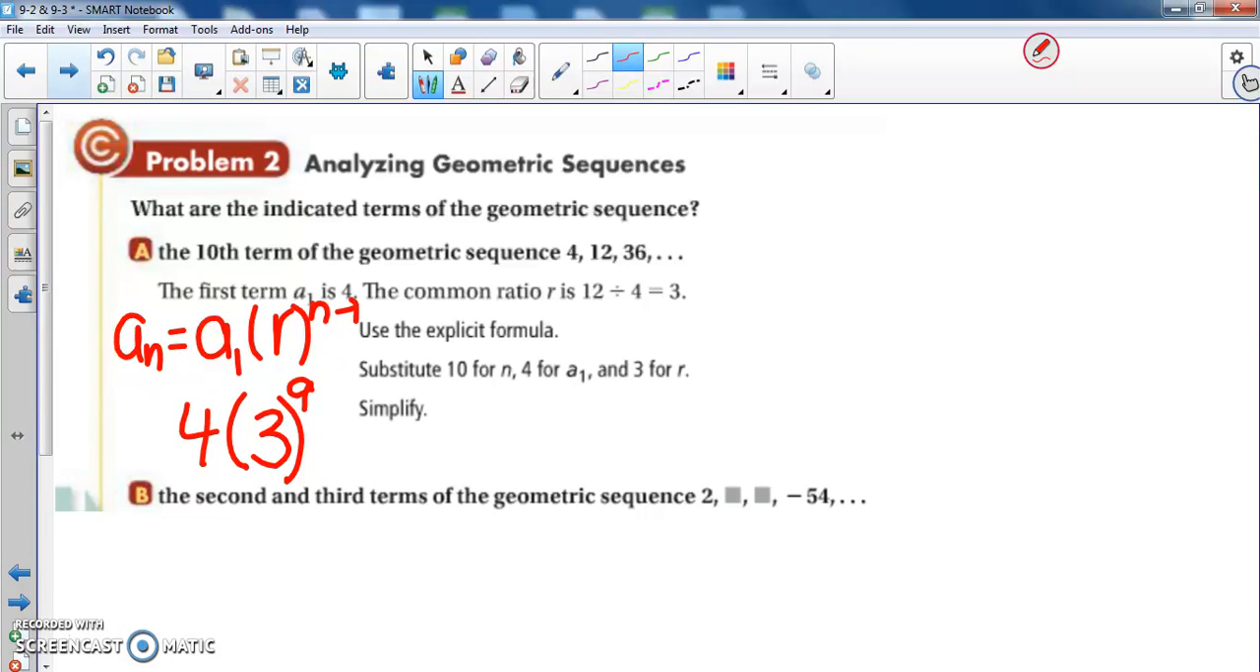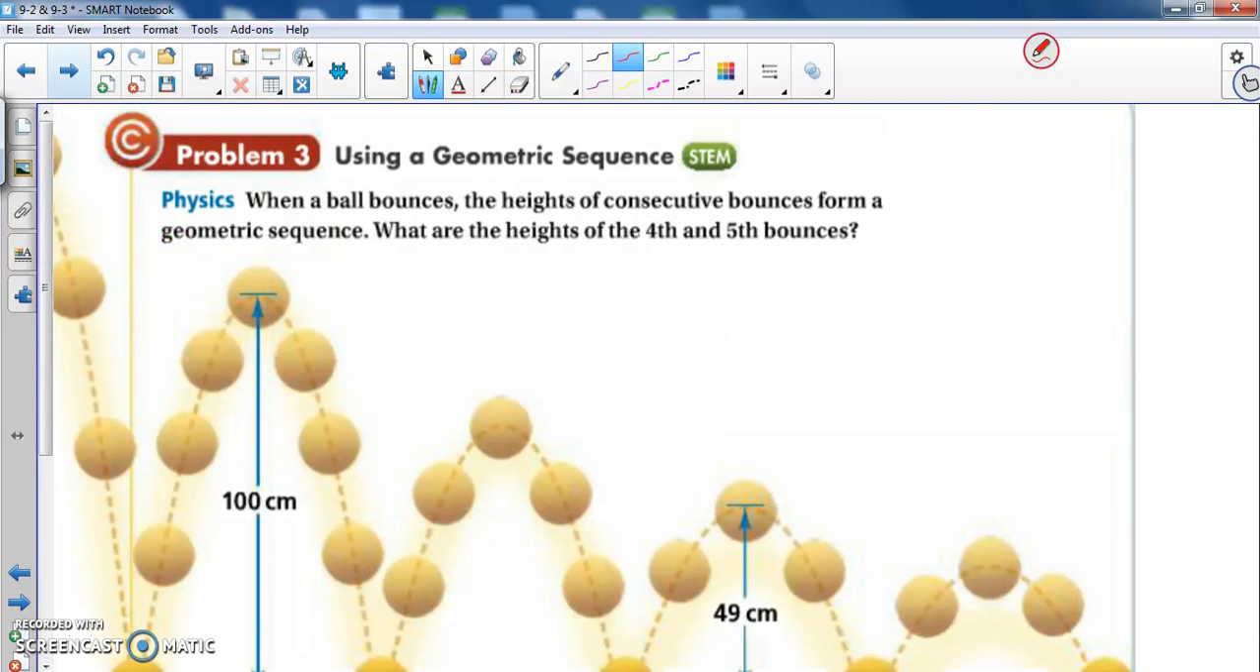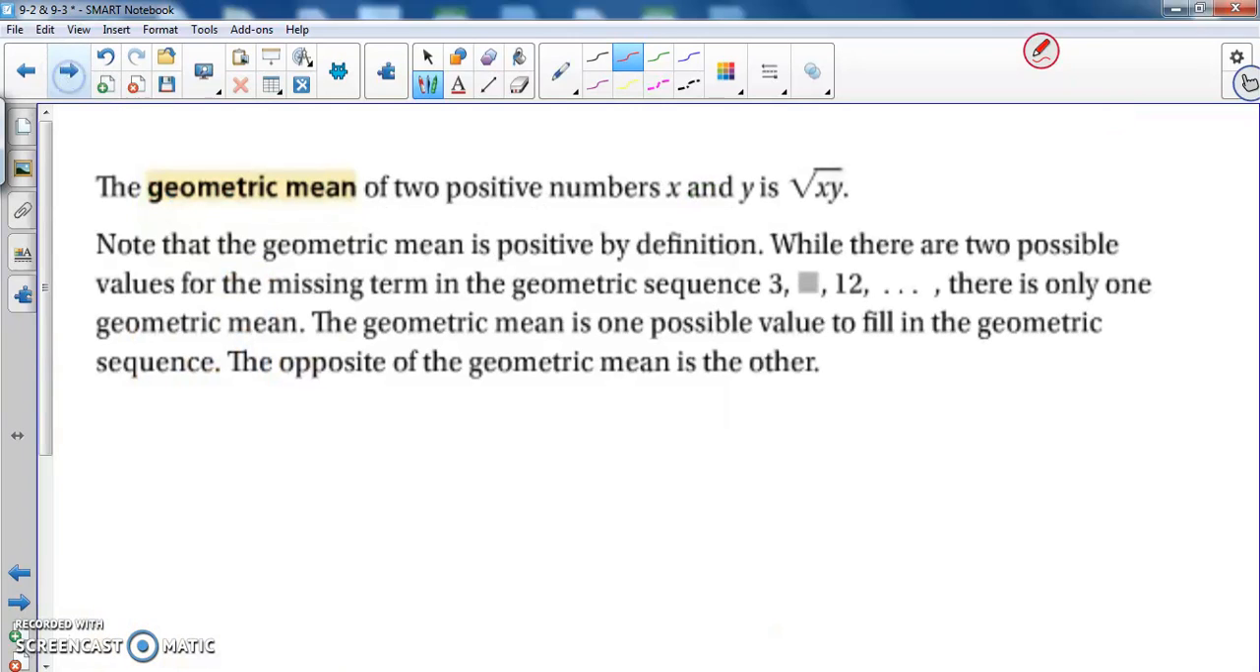3 to the 9th times 4, oh man. We are not going to do that.